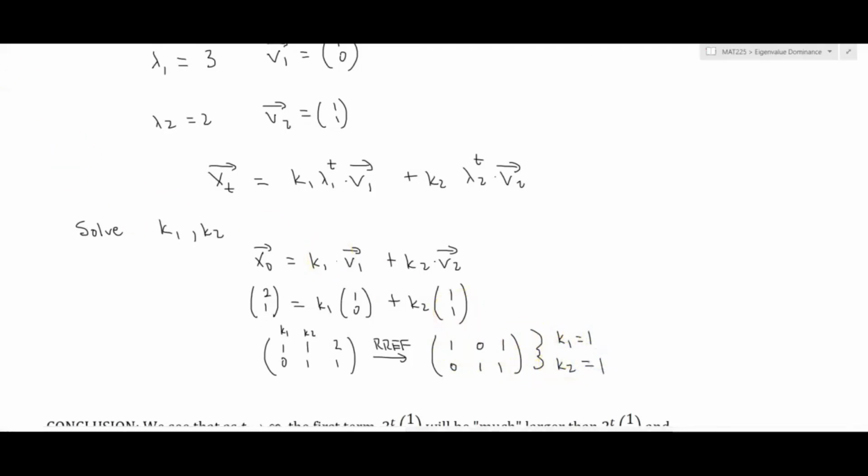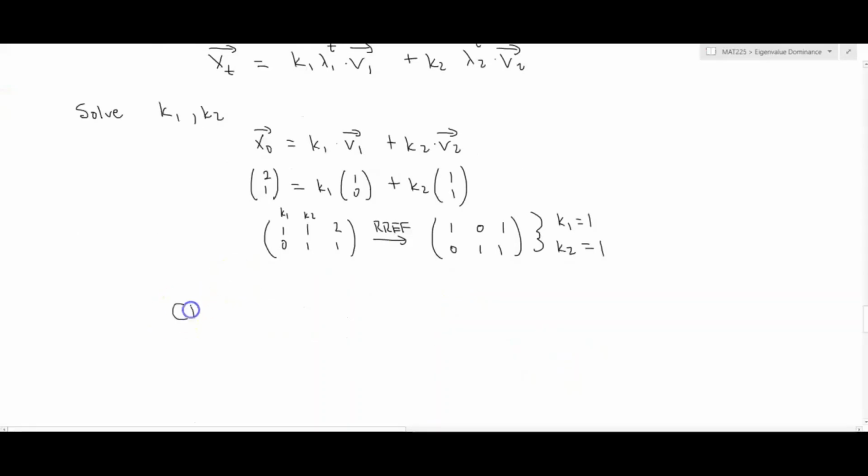Let's check our work. As a check, we just want to verify that k1 times v1, which is (1, 0), plus k2 times v2, in fact gives the initial state vector. Now you can see that these are linearly independent because (1, 0) and (1, 1) are not scalar multiples of each other. So this will produce 1 times (1, 0) plus 1 times (1, 1). That will give me my initial vector x0, which is exactly what I set out to solve. Now we're ready to express this in general terms.